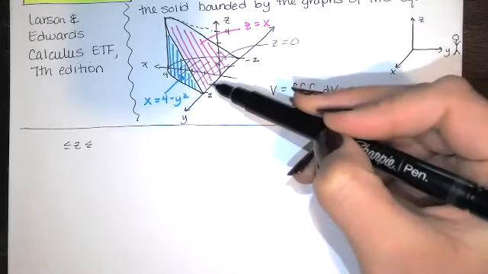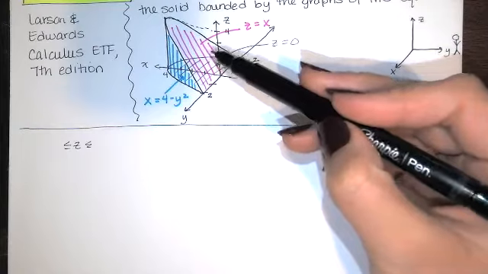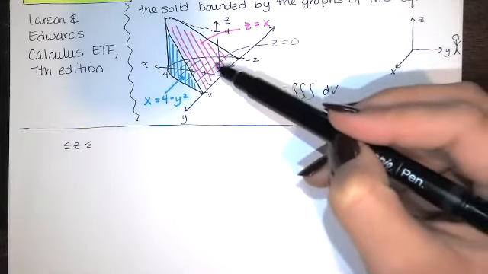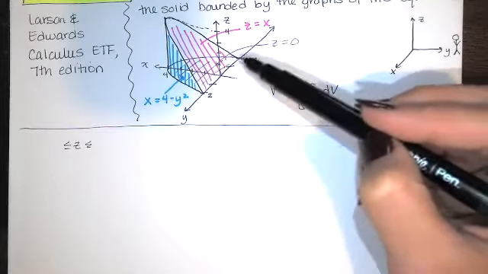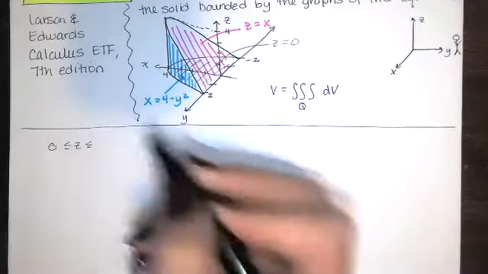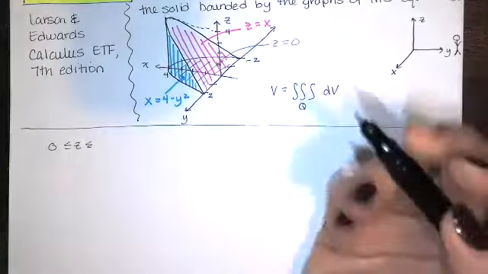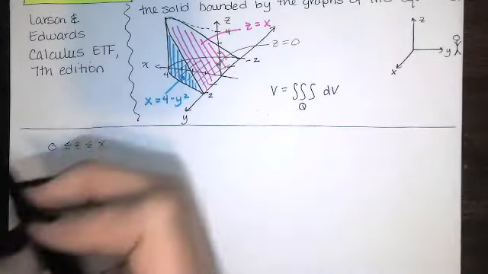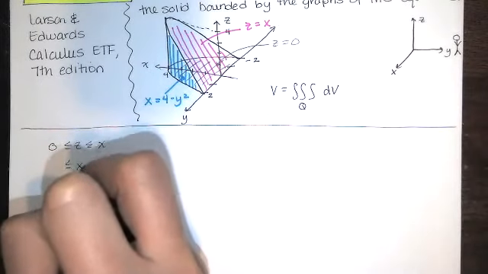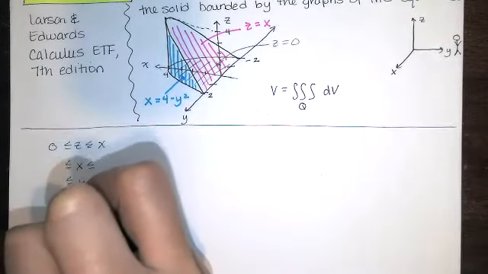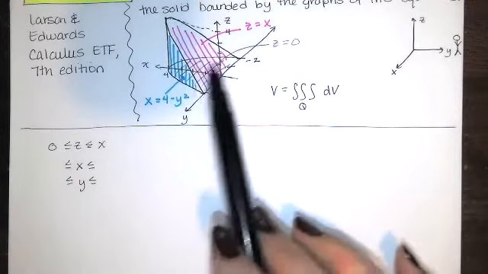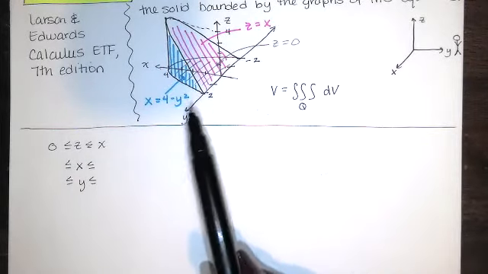z has to go from some bottom function to some top function. The bottom function in this case is z equals 0, because we're told that z equals 0 is where this solid starts. And the top function is z equals x. Now in order to come up with the bounds for x and y, we need to sketch the projection of this solid onto the xy plane.